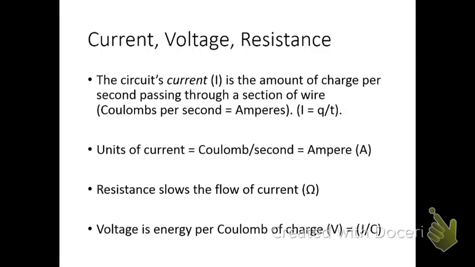A few things. You need to know the base definition of some of these terms. Current is the amount of charge per unit time that passes by a certain point. So I equals Q divided by T. Current is measured in amperes, which interestingly enough is a coulomb per second. Resistance, measured in ohms, slows the flow of current. And voltage is the amount of energy per unit charge of a certain region, joules per coulomb.